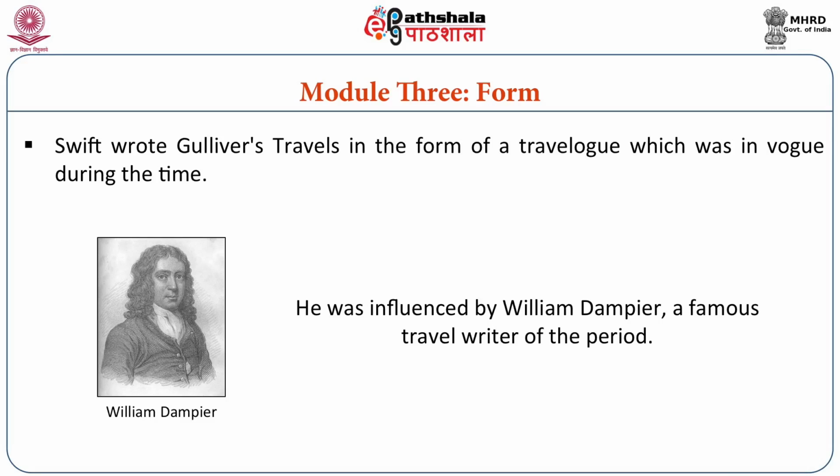Now, a travelogue basically begins with somebody setting out from a well-known homeland or a home country and then traveling to other nations, other states, other places which will be unfamiliar and which also offer the person who is traveling a chance to compare this new place with his own place. Now, William Dampier was one of the most famous travel writers of the 18th century, and Gulliver's Travels is in many ways modeled upon that.